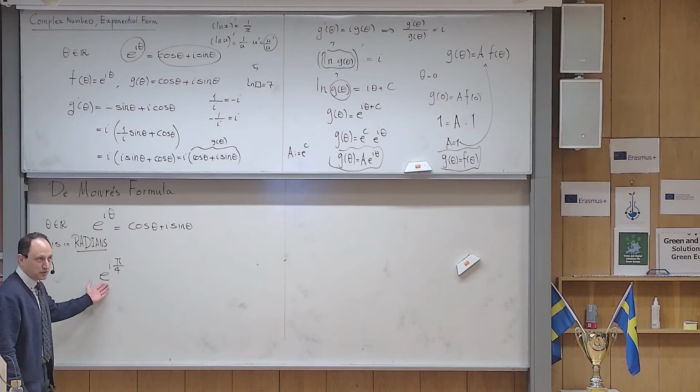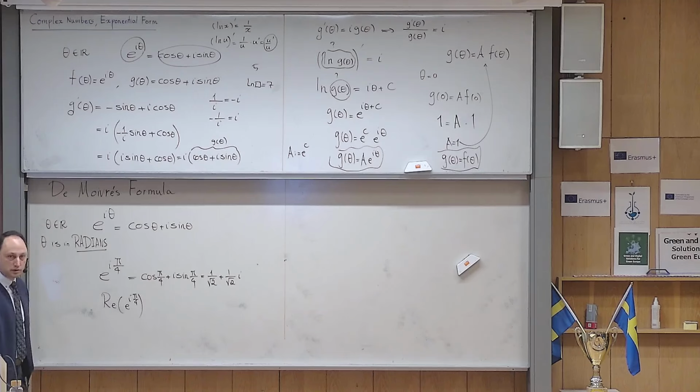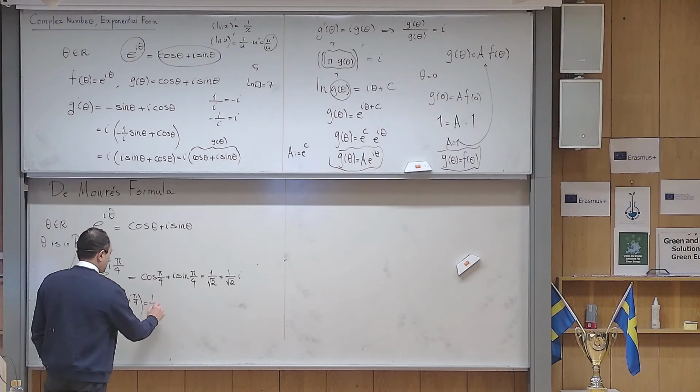So what happens? It becomes, according to that formula, cosine pi over 4, and then I have plus i sine pi over 4. And then of course cosine pi over 4 is 1 over square root of 2, the same for sine. So this becomes this. For example, they might give you this and they ask you what is the real part. Okay, so what's the real part? 1 over square root of 2.